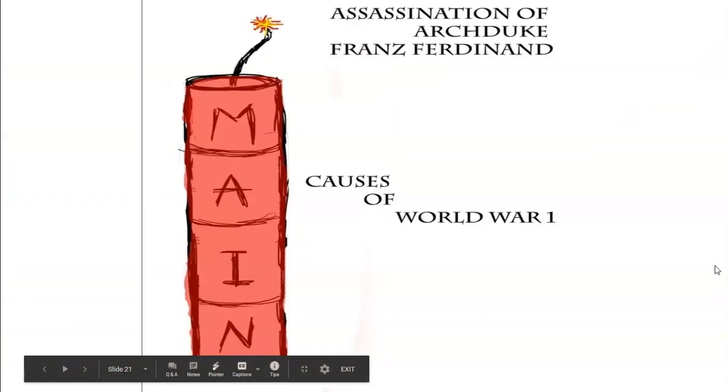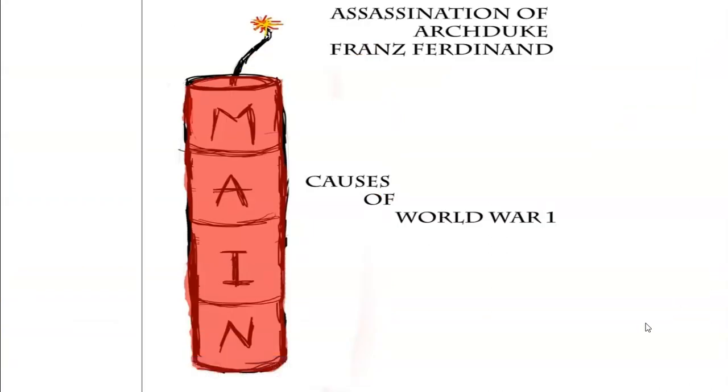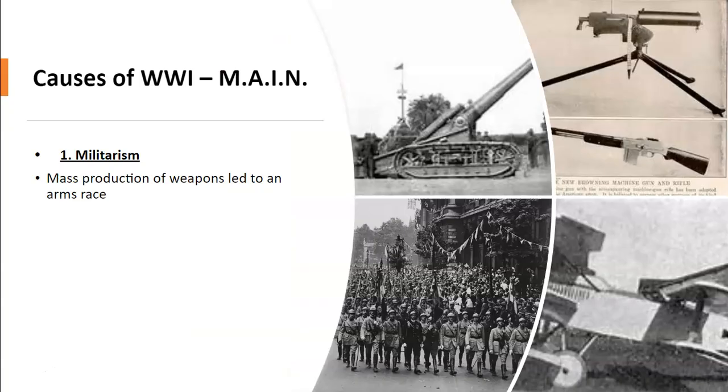You guys know about this, the causes of World War I, the M, the A, the I, and the N, and we're going to go over every single one. Of course, assassination of Archduke Franz Ferdinand is the spark that starts it all. But it's like the immediate spark. There were all these other events that culminated.